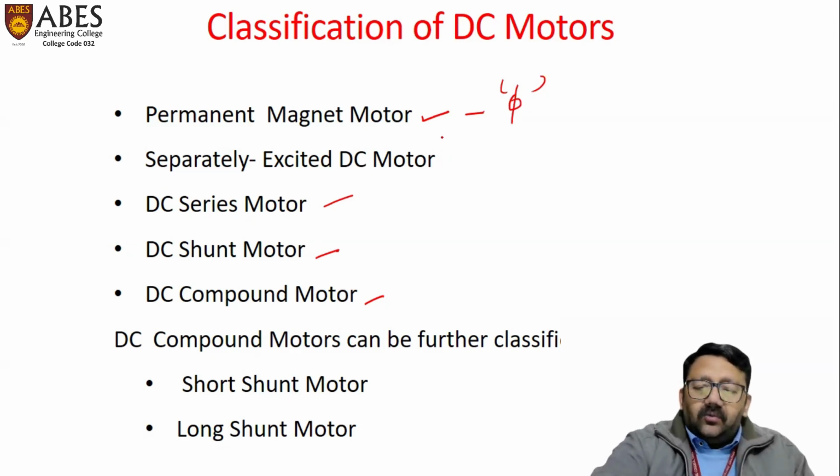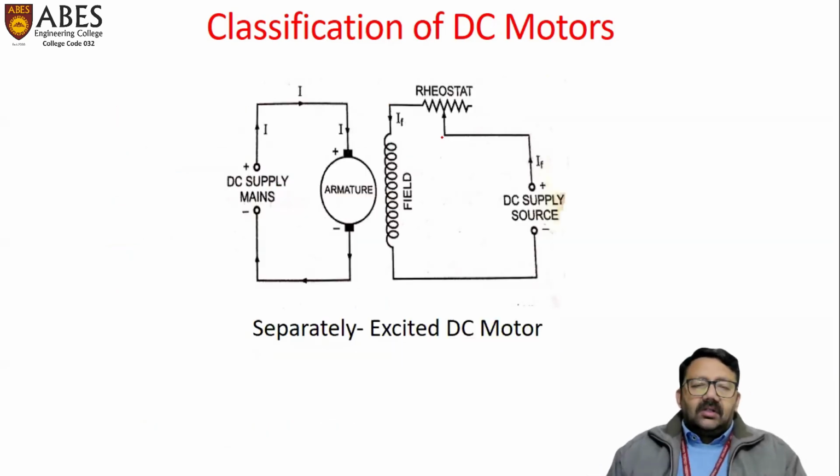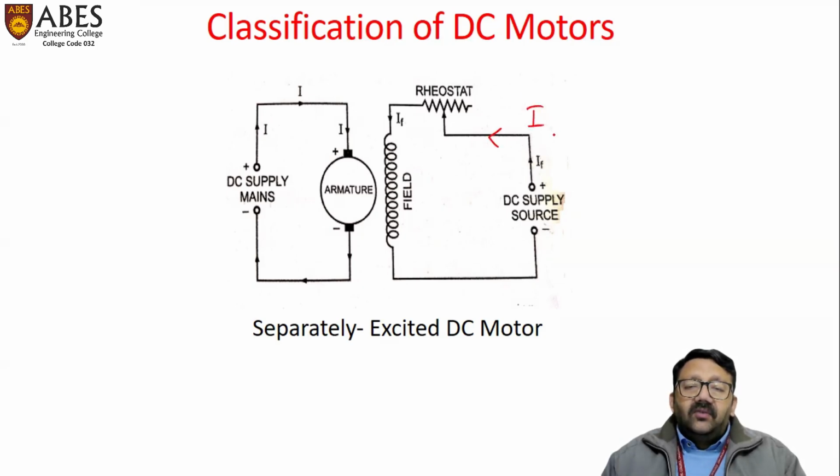Now the second type of motor is the separately excited DC motor. This is the line diagram of a separately excited DC motor. As the name suggests, in this type of motor, two separate DC sources are used. One source is connected only for giving supply to the field winding. Here is the separate DC source which supplies the field circuit. Here is the field current flowing in the field winding, and the purpose of this current is to develop flux of the machine.